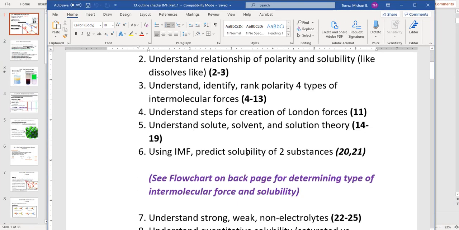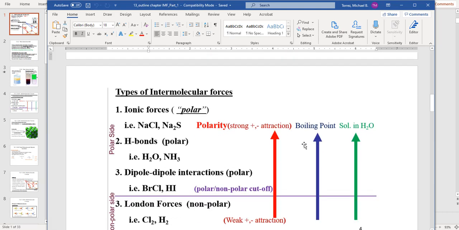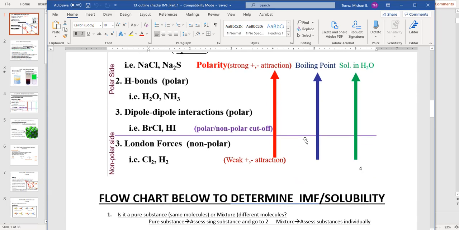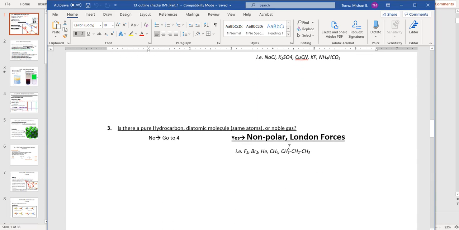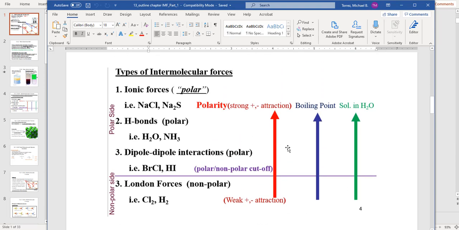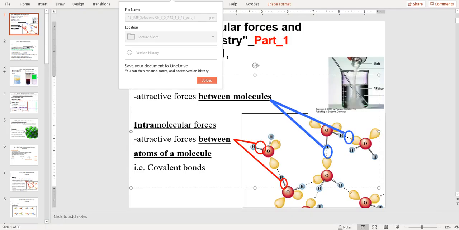So here's the outline for it. In addition, the back of the outline contains a special flow chart which walks you through the steps of how to predict what type of intermolecular force for a specific molecule. So let's go ahead and get started.